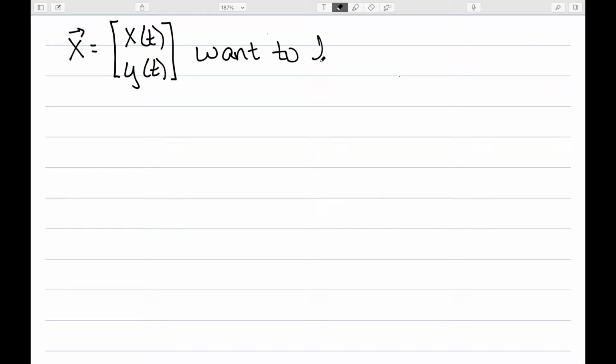Before I discuss solving these, I want to talk about putting them in normal form. And for that, we're going to introduce some vectors. We're going to start with the vector x. This is going to be the vector consisting of x of t, y of t. It's what we're looking for. We're trying to find this vector right here. We're also going to consider the derivative of this. That would be x prime of t, y prime of t.